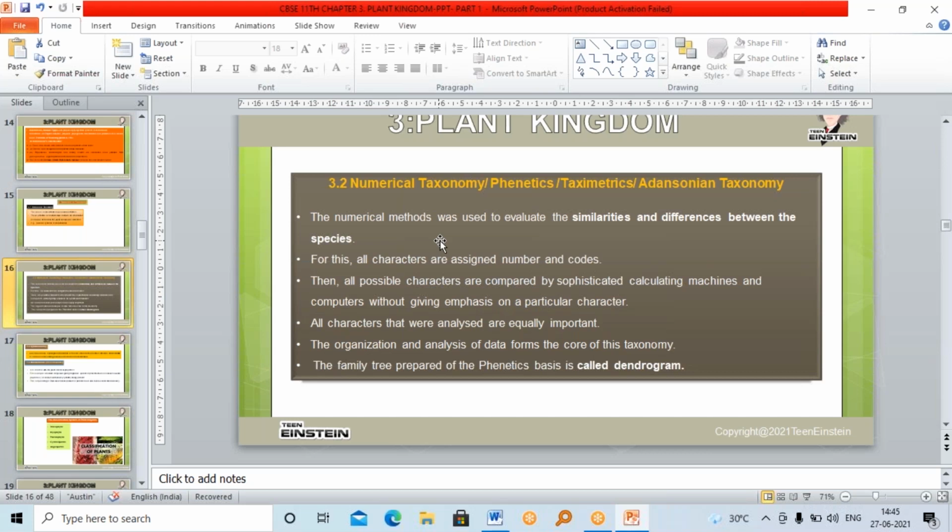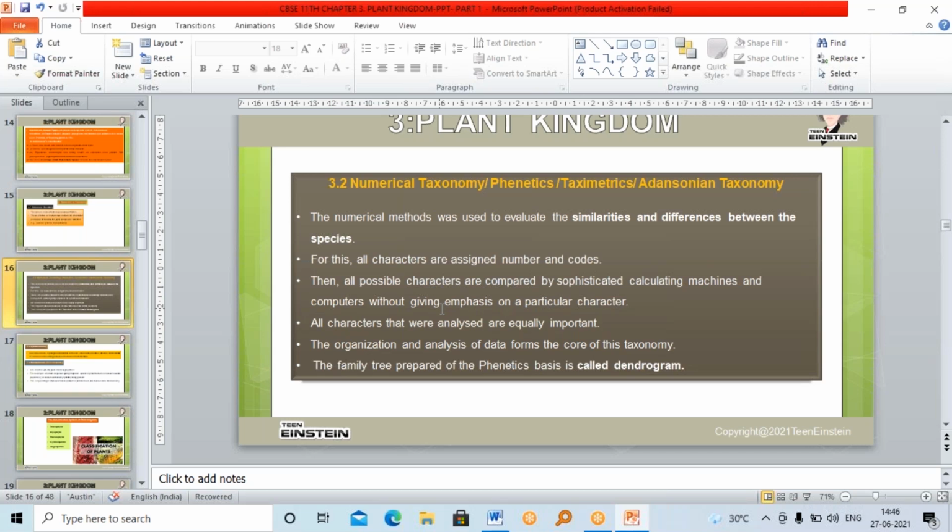So how are we doing this numerical taxonomy? Mainly, we are finding out the similarities and differences between the species. We are going to compare different species. So for that, we are considering some characters. For all characters, we are giving some codes. Then with the help of a computer or some calculating methods, we are giving some interpretations. That is the procedure we are following in numerical taxonomy.